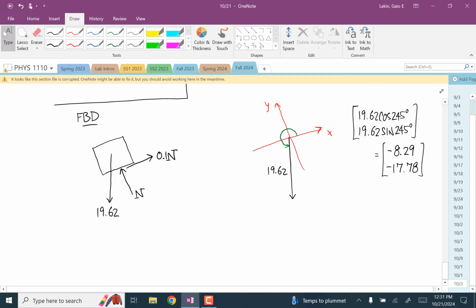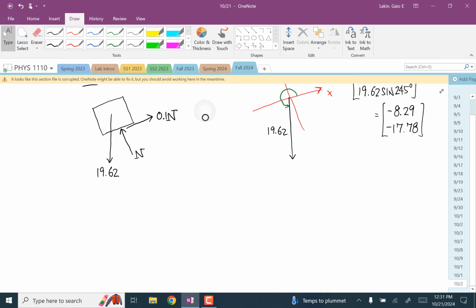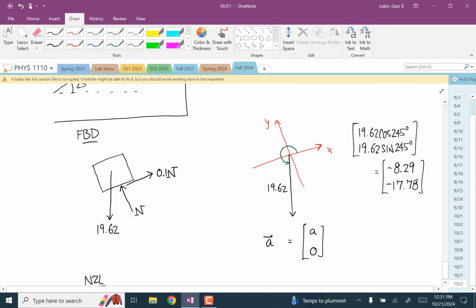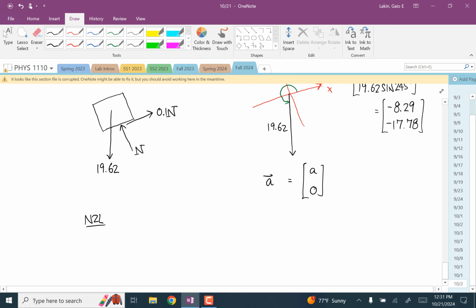And now the acceleration. Well, in rolling and sliding problems, you're always just going to write that as A0. So that's what I'm going to do here. So the acceleration is A0. It's moving along the x-axis. And now I'll go to Newton's second law. So we have the weight force, negative 8.29, negative 17.78.